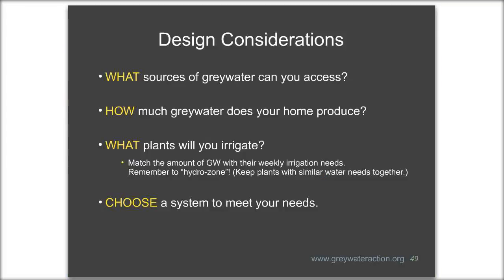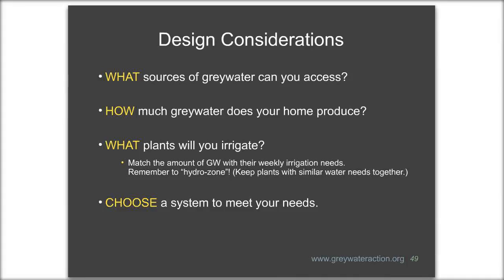So some design considerations. You first need to think about what sources of gray water you can access. Maybe you can access all of them. Maybe you are limited because you have a slab foundation and your shower pipes are buried inside cement. Then you want to think about how much gray water your home produces. And there's a little bit of math to do, not too much, but you want to know this quantity because this is your irrigation potential.